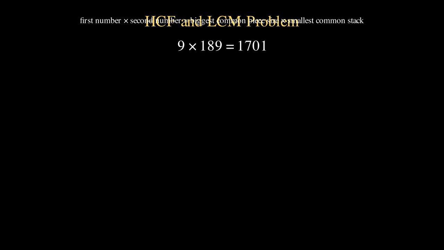Multiply the biggest common piece size by the smallest common stack, 9 times 189. This total, 1,701, must equal the 2 original numbers multiplied together. We already know one of them is 27, so divide 1,701 by 27 to get the other number. So the other number is 63. We can double check. 63 and 27 do share 9 as their biggest common piece size, and stacking them evenly does first meet at 189.